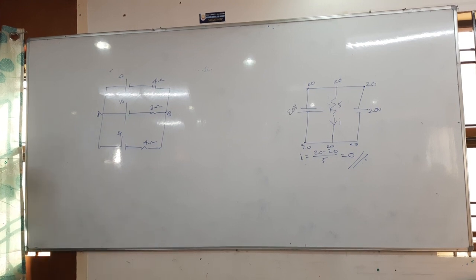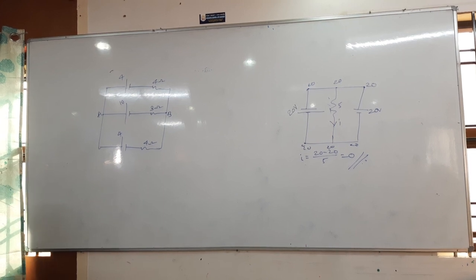Right, find the current flowing in AB. Find the current flowing in AB.